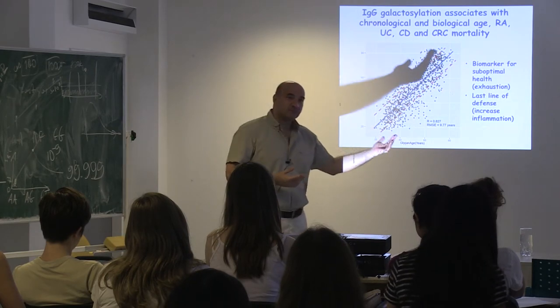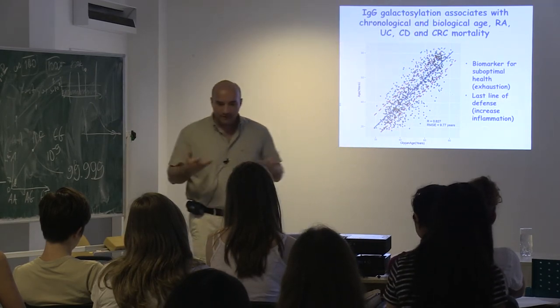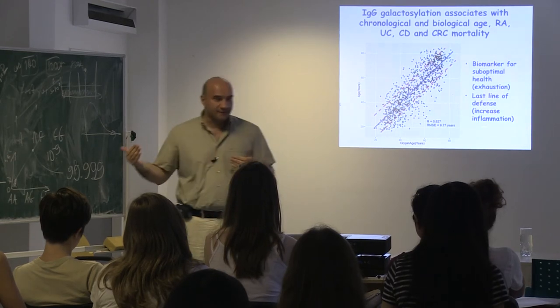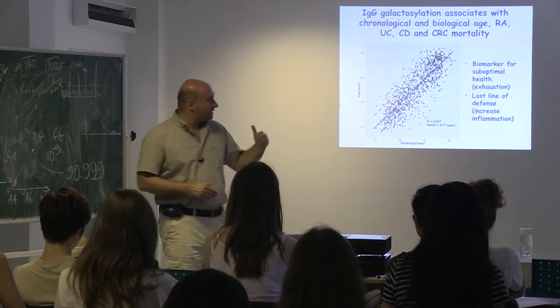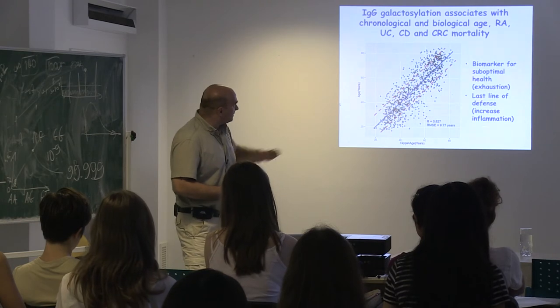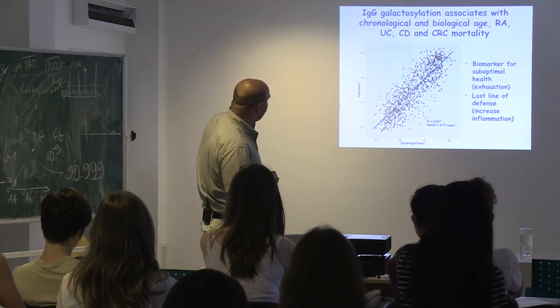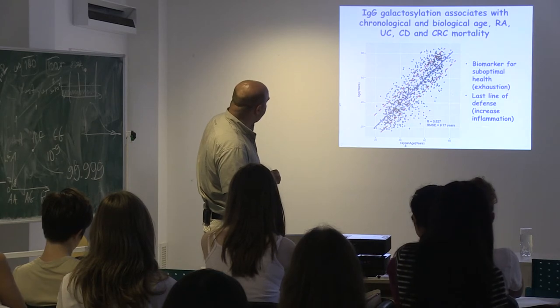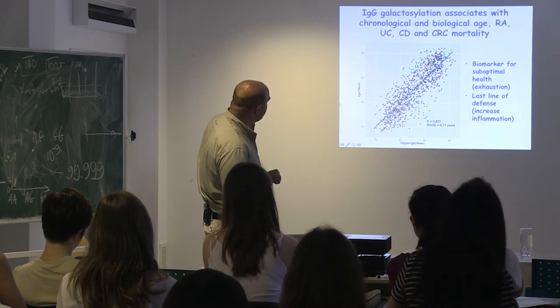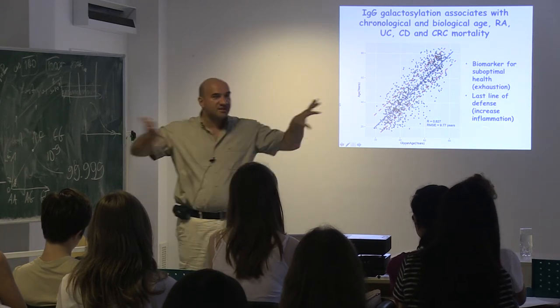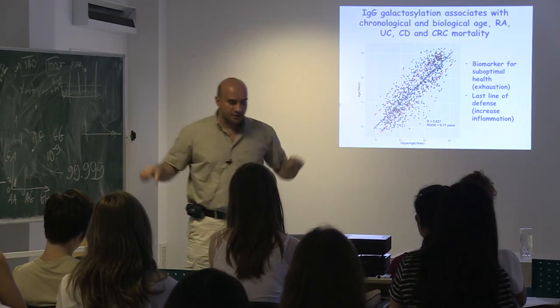Because time is actually a very individual thing. We all age very differently. So we do see that IgG glycans correlate very well with age. This is a prediction of age, predicted age against calendar age, and we see that the correlation is very strong. But there is still a relatively large dispersion.